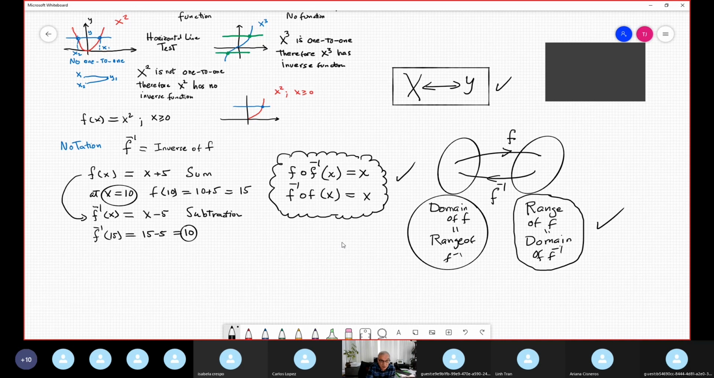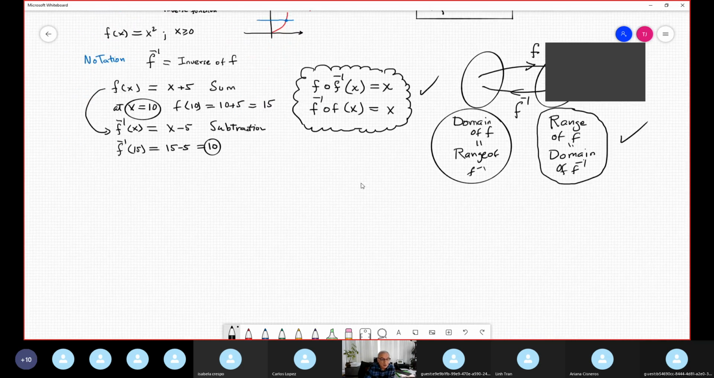So step number one is to prove that F is one-to-one. If the answer is yes, well, okay, we continue. If the answer is no, stop, no more, because it's not invertible. What is the fantastic way to prove that? The fantastic way is the horizontal line test.